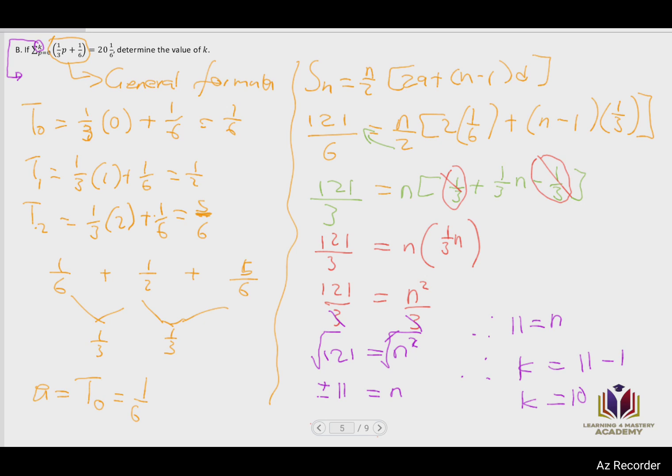So now we have 11, but the 11 starts from t0. Okay? So now we want to exclude t0. What do we do? We're going to say 11 minus 1. It gives us 10, meaning our k is actually equal to 10. I hope that makes sense. Okay? If it doesn't make sense, just leave a comment below and I'll perhaps just make another video specifically for this question.